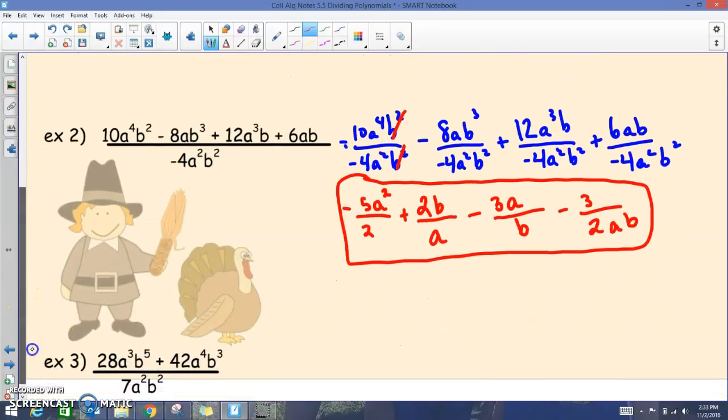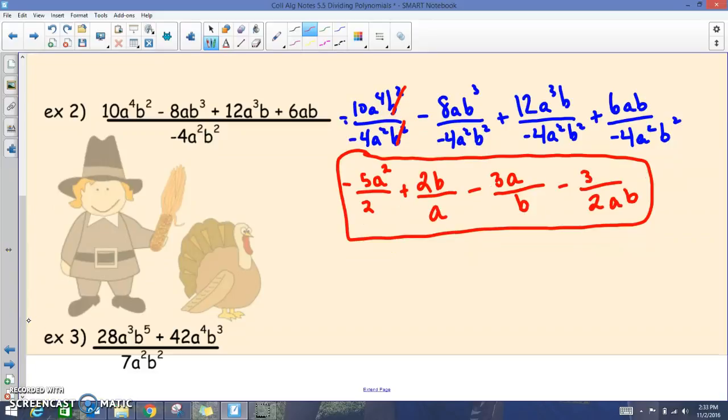Okay, and then let's take a look at the last one here together. So same thing. I'm going to take each term from the top and divide it by the bottom. Now, if you want to be a little lazy like I get sometimes, instead of rewriting the whole thing, I can just put the 7a squared b squared under that second term. And so I'm going to reduce. 28 over 7 reduces to 4.